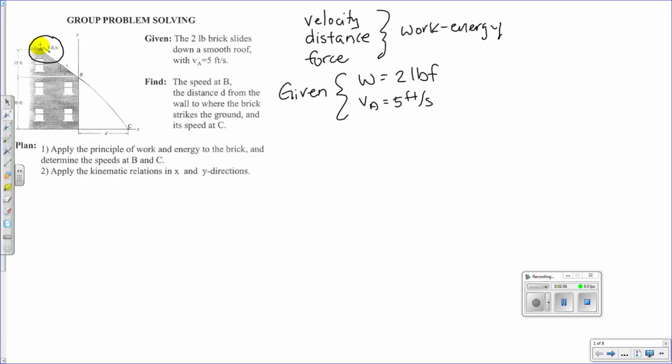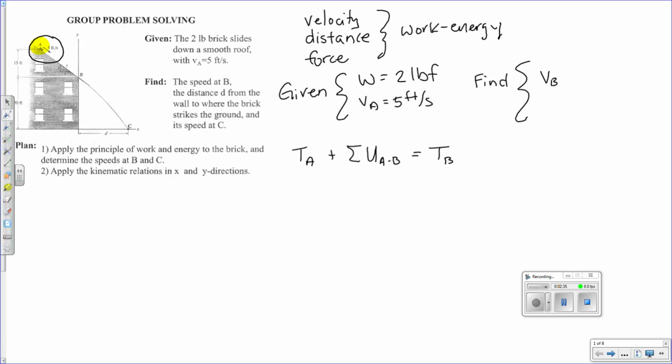Well, the work and energy principle says that the kinetic energy at some initial location plus the amount of work that's done from an initial location to a final location is equal to the final kinetic energy. And I'm using subscripts A and B because the question asks us, among other things, to find the speed that the brick is traveling at location B.